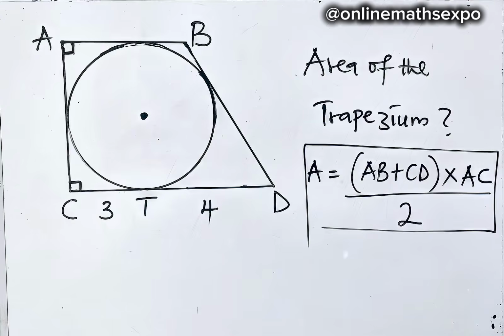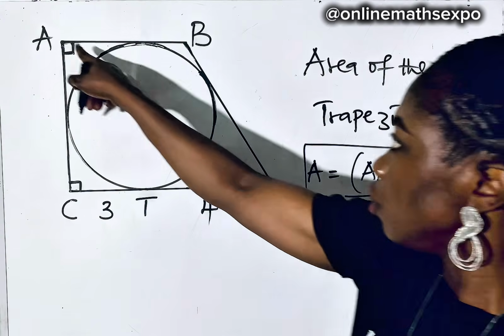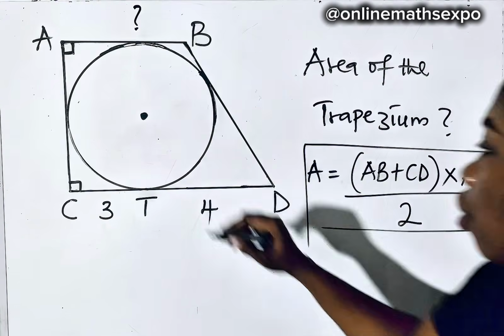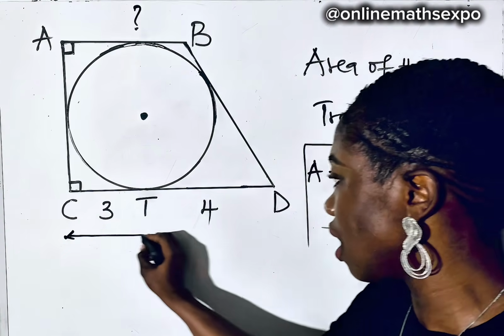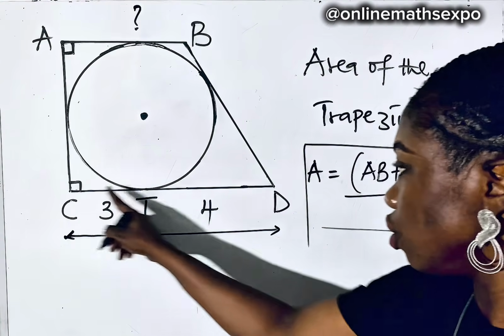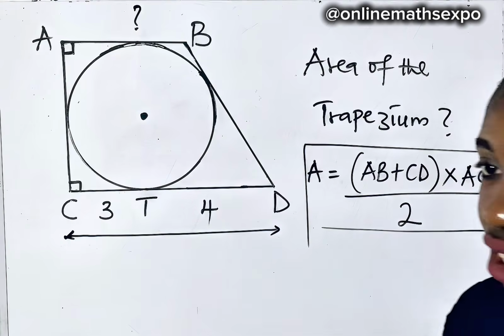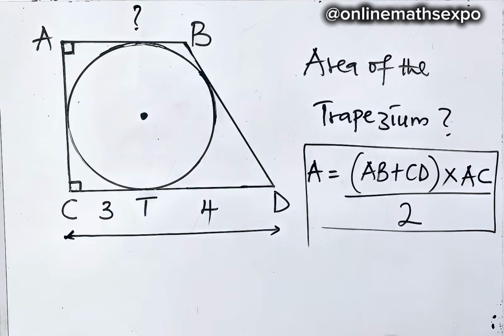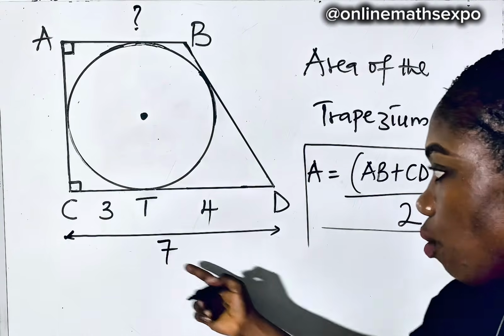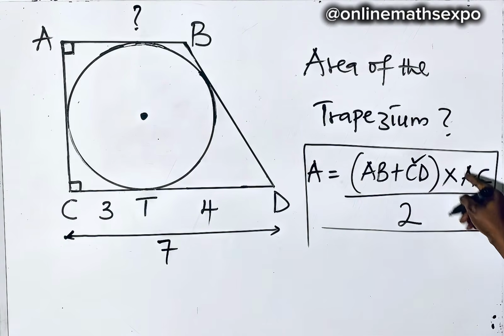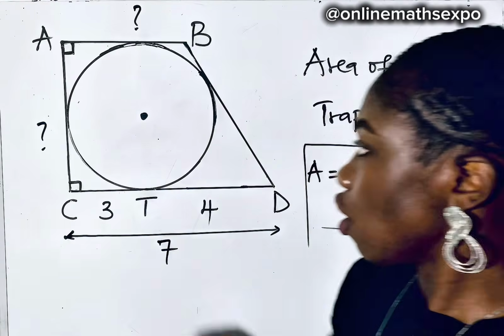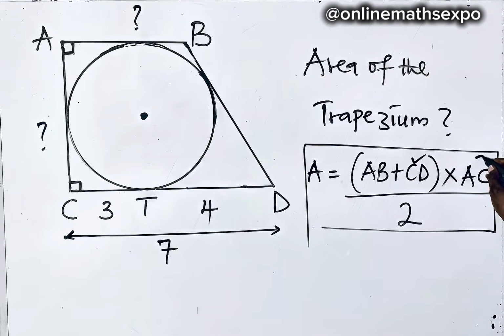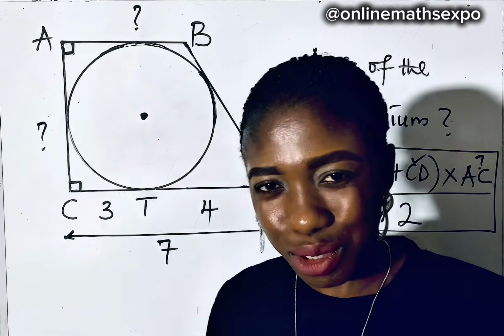Now the question is, how do we get length AB? Do we know this length? We don't know. Do we know CD? CD is from here to here. We can easily get length CD by adding the whole length. From here to here is 3, from here to here is 4, so this whole length is 7. So we have known length CD. But do we know length AC? AC is the perpendicular height. Until we find these two lengths, we cannot find the area. Let me show you how to do that.